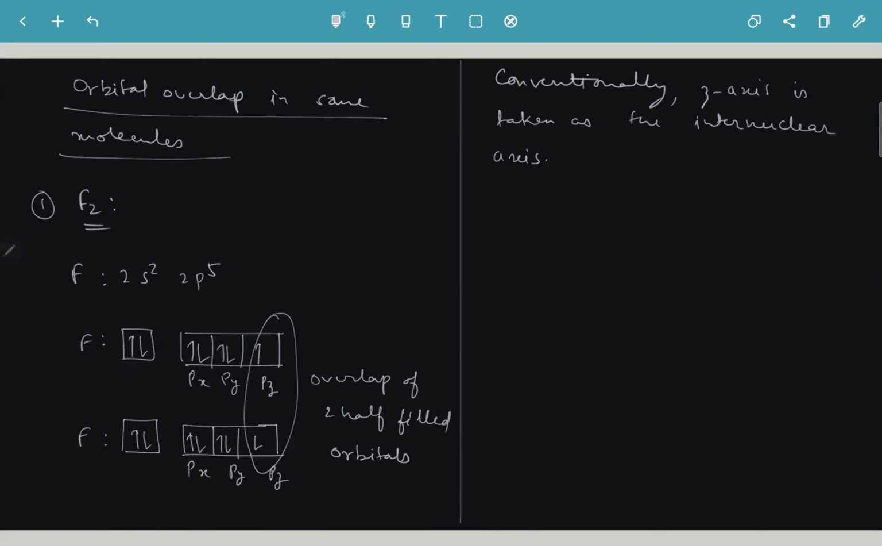ठीक है, तो यहाँ पे we'll have overlap of pz orbital with another pz orbital. So one pz orbital overlaps with another pz orbital, resulting in formation of a sigma bond. So in the F2 molecule, we have a single bond that is a sigma bond. We have one bond pair and three lone pair on each fluorine atom. The bond pair is formed due to an axial overlap, and it is a sigma bond. आ रहा समझ में?